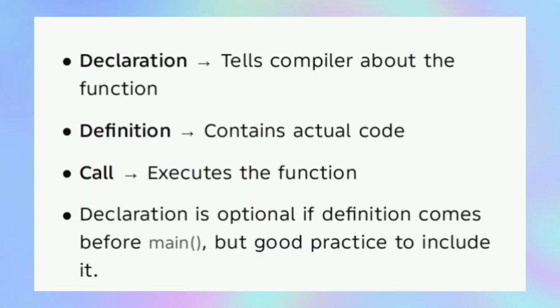Declaration tells the compiler about the function. Definition contains the actual code. Call executes the function. Declaration is optional if the definition comes before main, but it is good practice to include it.